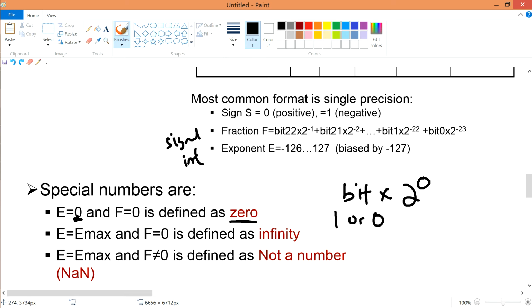So e equals 0 is 0 by itself at some point, right? All the way to negative 126, all the way to 127, and if it's 0, then it's considered 0. And then if e equals e max, which is 127, it's considered infinity because it's a very big number. And it's not a number also, because infinity is just not a number at all. So I think these are the little stuff that you may want to know.